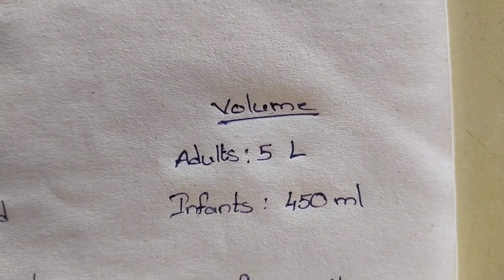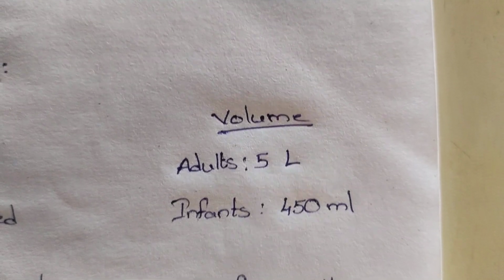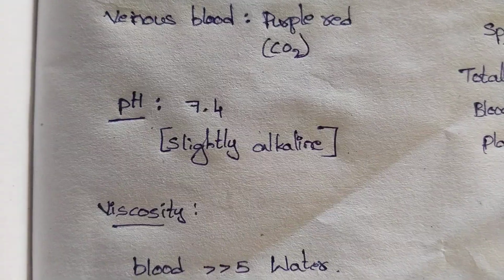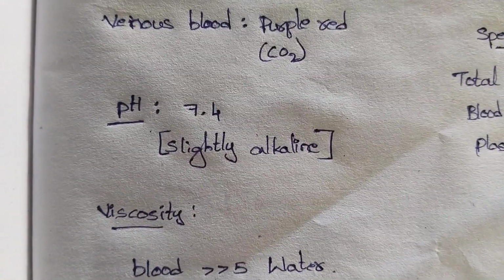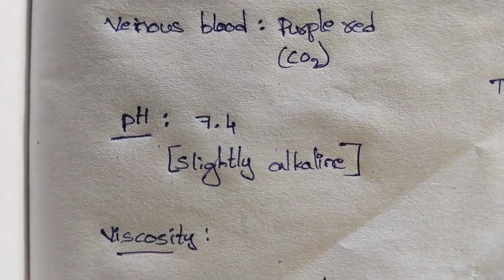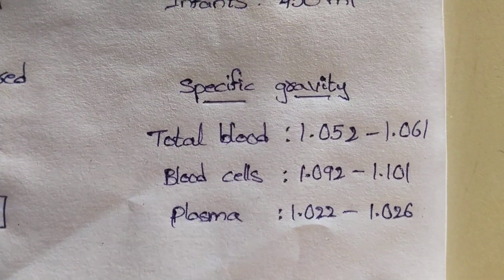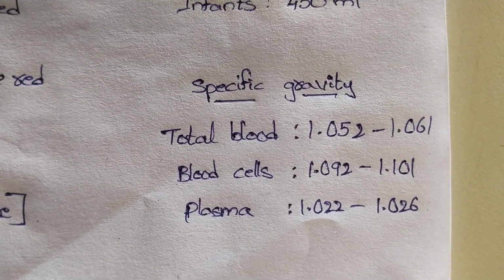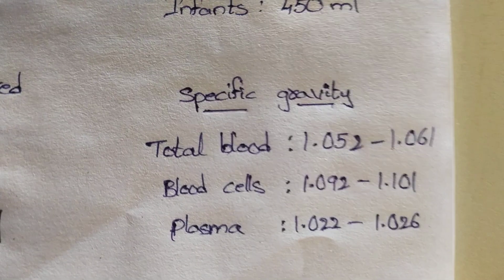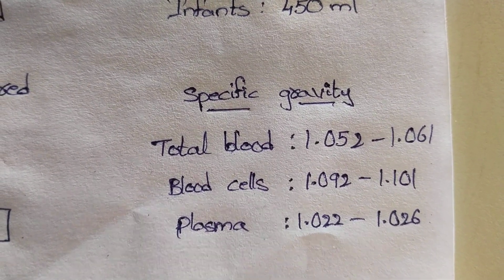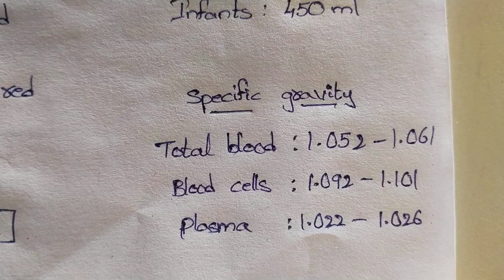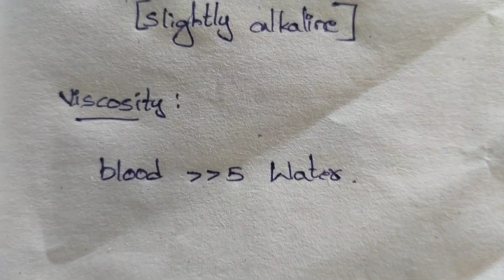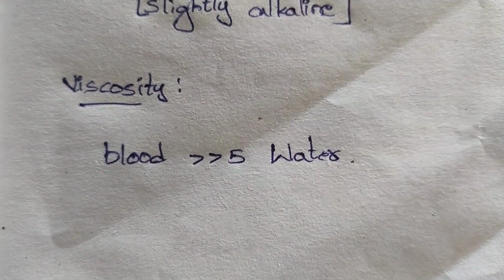The next property of blood is volume. In adults it is 5 liters and in infants it is 450 ml. When it comes to pH, it is slightly alkaline. It is 7.4. Specific gravity: total blood contains 1.052 to 1.061 specific gravity, and in blood cells it is 1.092 to 1.101, and in plasma it is 1.022 to 1.026. When it comes to viscosity, blood is 5 times greater than water.